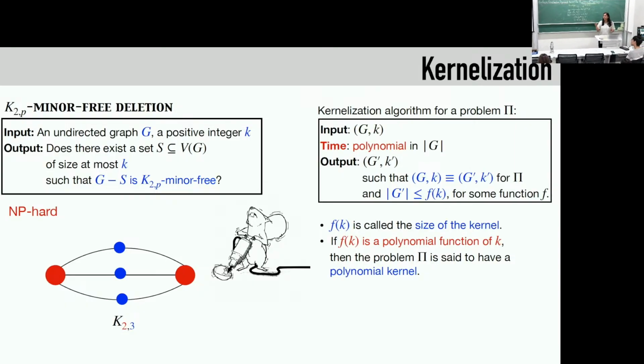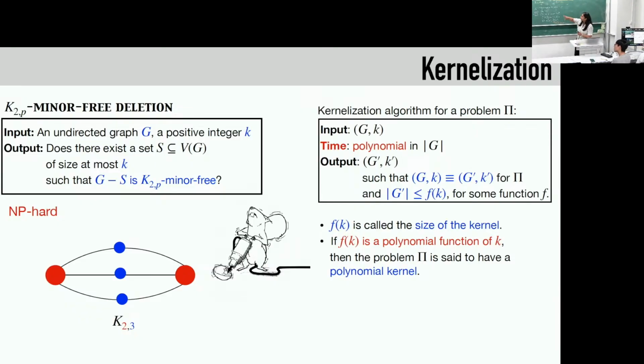So we are interested in designing a polynomial kernel for K_p minor free deletion. And you may ask why polynomial, just because polynomial is obviously better than exponential always. And also for this problem, one can easily derive exponential kernels. I don't want to talk more about it, but if you're interested, we can talk about it at the end of the talk. So exponential kernels are easy to derive. So we're interested in seeing if the problem can be reduced to an instance whose size only depends polynomially on k. So that's the paradigm.